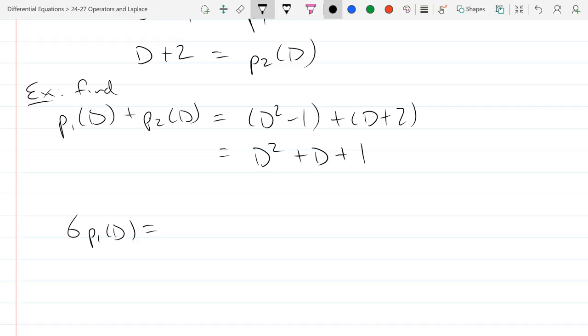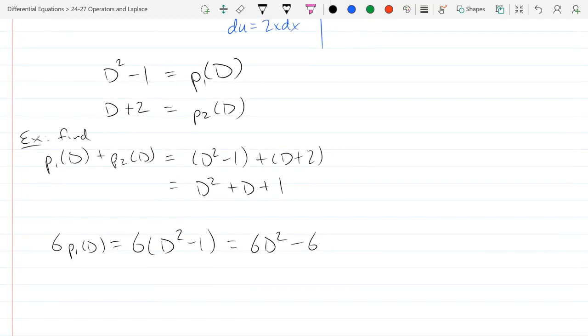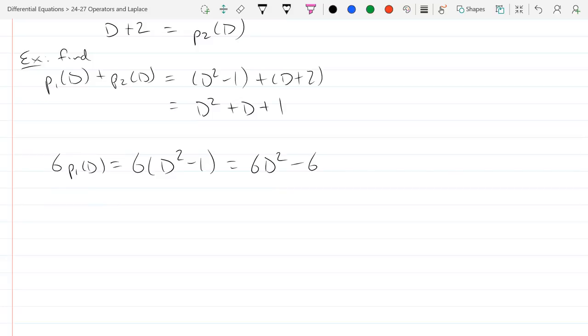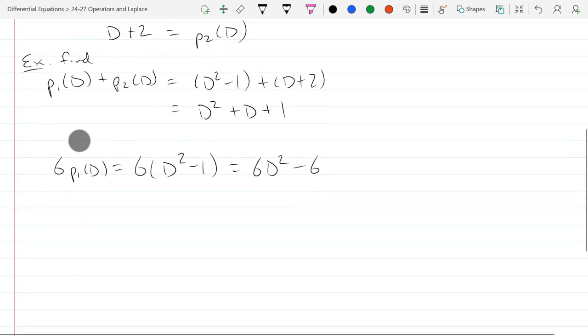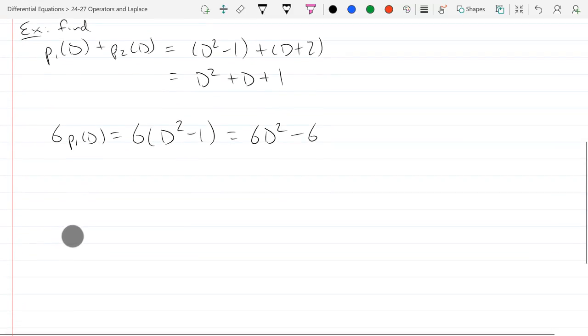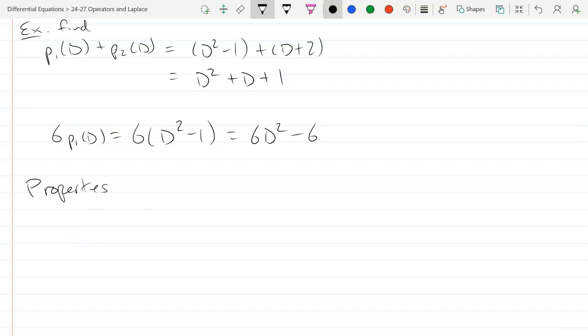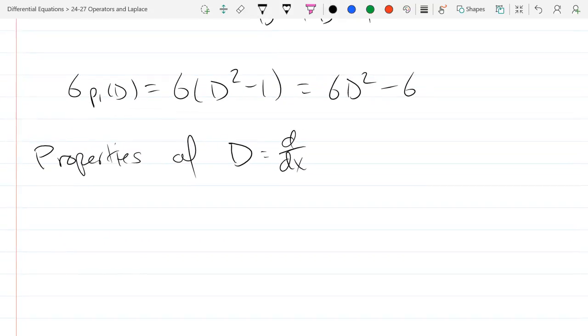So I can also multiply polynomials by numbers. So I can do 6 times this polynomial. And you multiply just the same way you multiplied before. So that's nothing new. So you can add two polynomials together. You can multiply polynomials by constants. And another property of the differential operator. So now we're just going to look at properties of this operator.